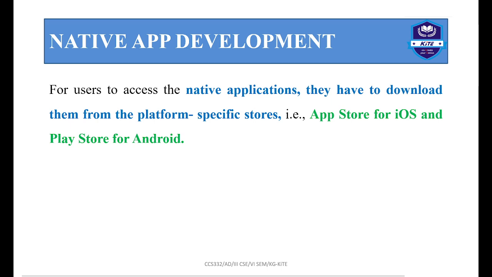For users to access native applications, they have to download them from the platform-specific stores. That is, the App Store for iOS and the Play Store for Android. The applications which support Android cannot run on iOS, whereas the applications developed for iOS cannot run on Android phones. So whenever you want to download any application on your iOS system, it has to be installed only through the App Store, and similarly for Android mobiles, only through the Play Store. So that you call it native app development.